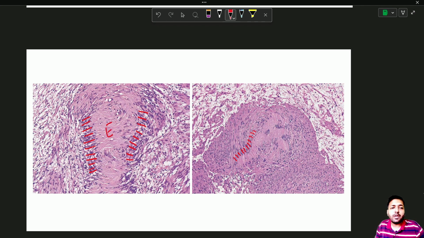This area, as you can appreciate, is completely empty. And what is this empty area composed of? They are mainly composed of the cell processes of these Schwann cells, and the cytoplasm as well, which is very ill defined over here. So this is the basic hypercellular area as we can appreciate from this particular diagram.